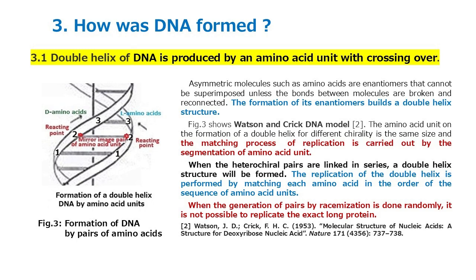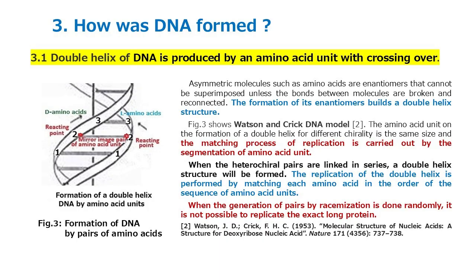Double helix of DNA is produced by an amino acid unit with crossing over. Asymmetric molecules such as amino acids are enantiomers that cannot be superimposed unless the bonds between molecules are broken and reconnected. The formation of its enantiomers builds a double helix structure. Fig. 3 shows Watson and Crick DNA model.